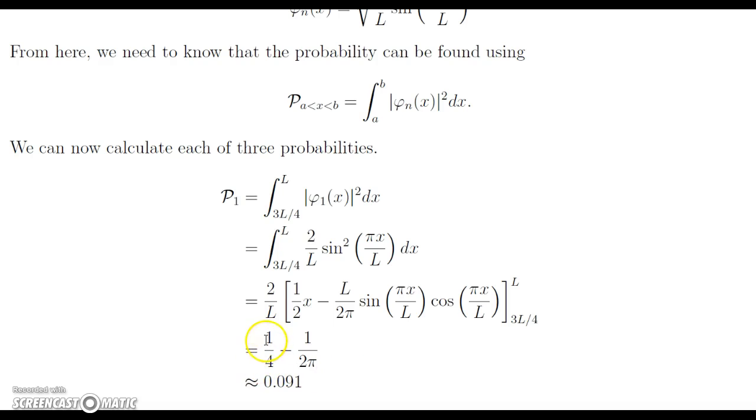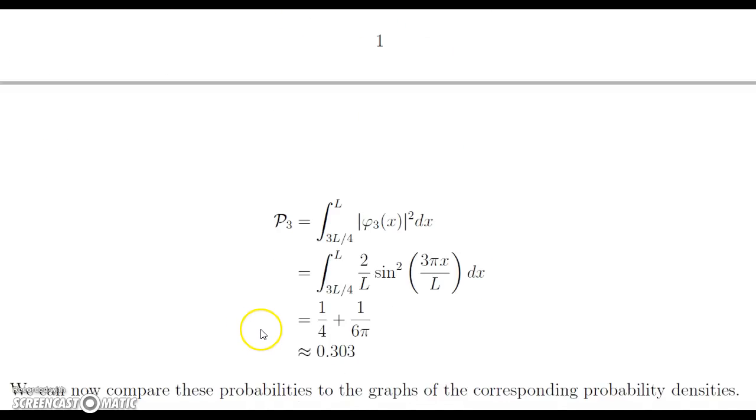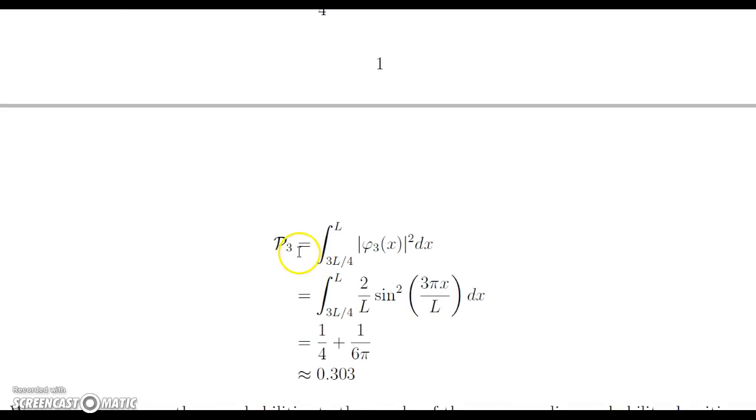And when we do the evaluation, we get that the probability is equal to 1/4 minus 1 over 2 pi, which is approximately 0.091, or about 1/10. So we can now do a similar process for the other two. The probability of measuring it in the second energy eigenstate is the same integral, now using the second energy eigenstate. When we evaluate the integral using the same process, we get a probability of 1/4. And lastly, for the third energy eigenstate, doing the same process gets us 1/4 plus 1 over 6 pi, which is approximately 0.303, so about 3/10.